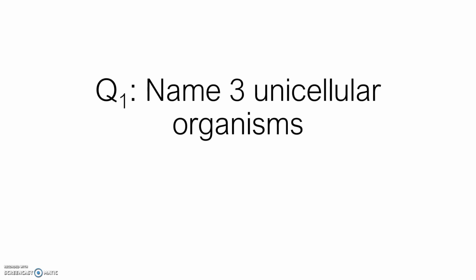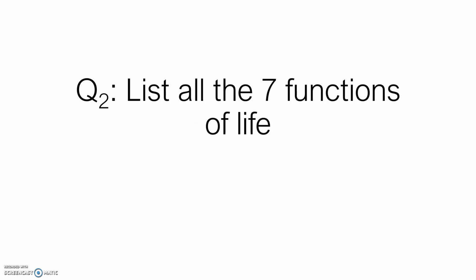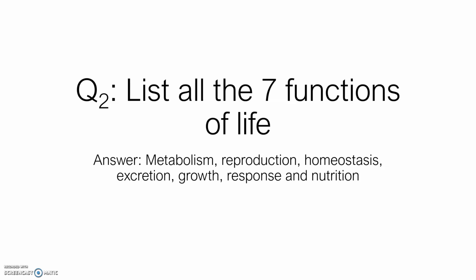Name 3 unicellular organisms. The answer: Paramecium, Eubacteria, Archaea, Euglena, etc. List the 7 functions of life. Answer: metabolism, reproduction, homeostasis, excretion, growth, response, and nutrition.